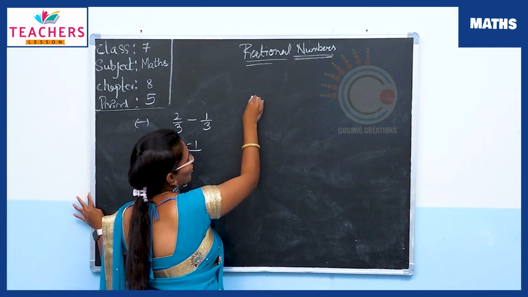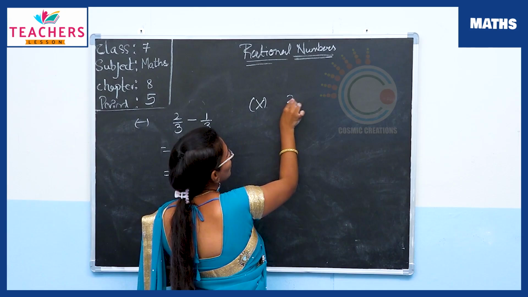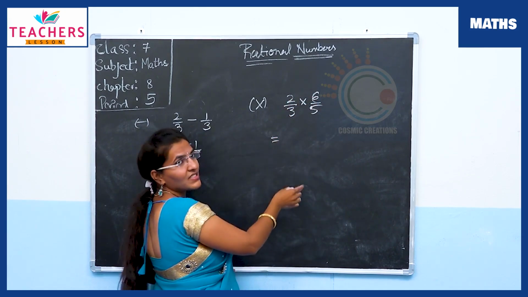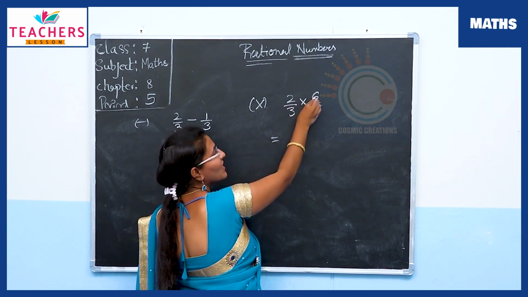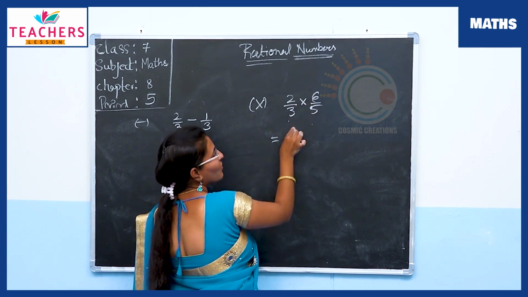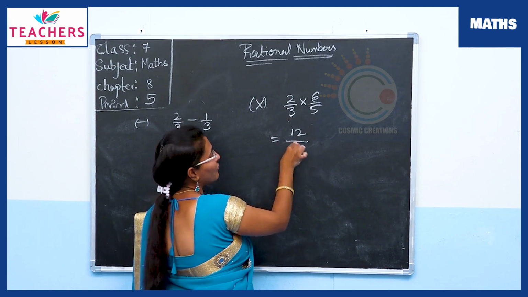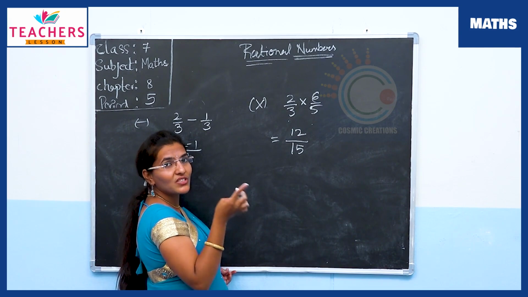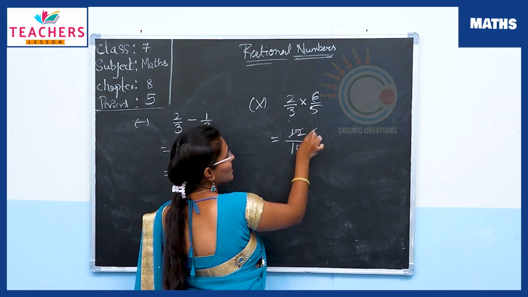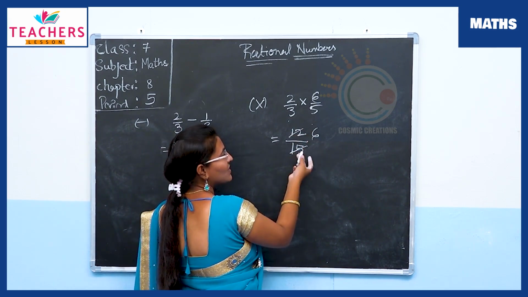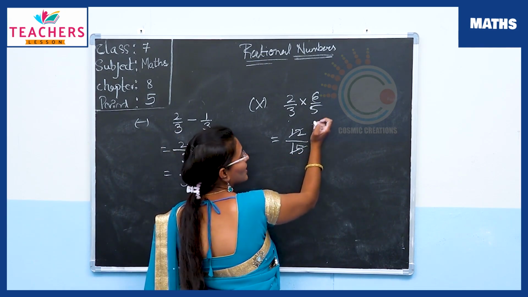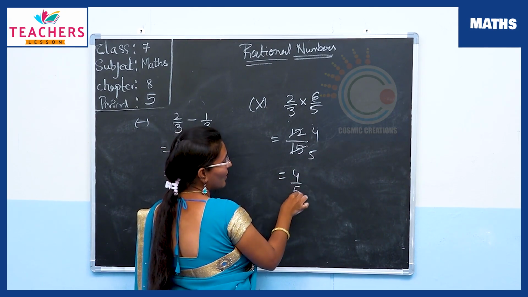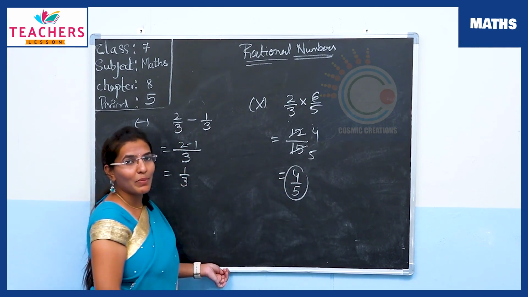Next, the multiplication operation. How do you perform it on rational numbers? 2/3 into 6/5. If you have this, simply you are going to multiply both the numerators and the denominators. 2 6s are 12, by 3 5s are 15. After getting the answer, you are going to simplify, that means reduce it to the simplest form. So 12 and 15, you have to take the multiple of 3. 3 4s are 12, 3 5s are 15. So what is the answer? 4 by 5 is the answer. So this is the multiplication operation.